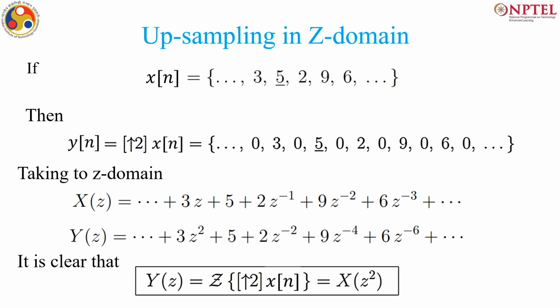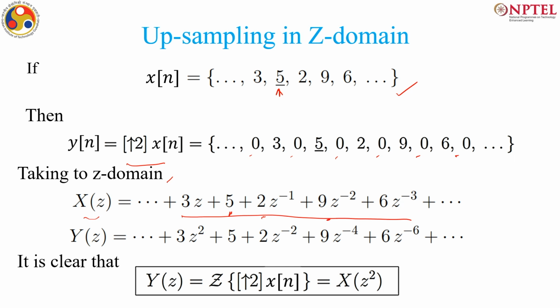So, what happens to the signal in the z domain? Let us try to figure out. This is my signal and this is my 0th index. If I upsample by 2, what I do is plug in zeros in between every sample. If I take the z transform, what happens to my x n? This becomes my x z, which is this. This is my 0th sample, so no power of z. Then my first component has z power minus 1, z power minus 2 and so on.